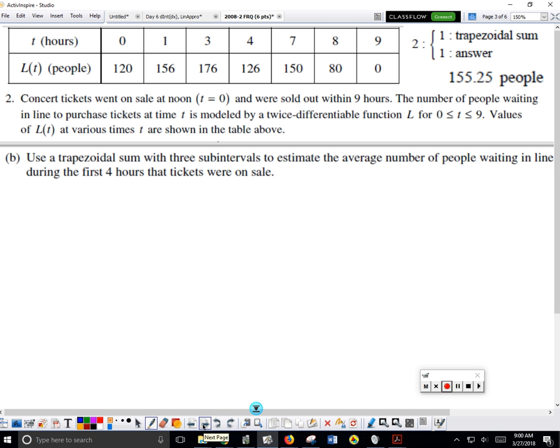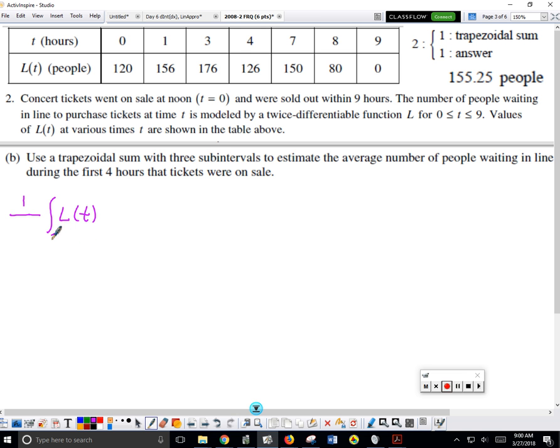says use a trapezoidal sum, so that's an integral. I always write an integral whenever I'm doing an integral. So, trapezoidal sum with 3 subintervals to estimate the average. My flashcard memory says to find the average, I've got to have 1 over something. Average number of people waiting in line. L is the people in line. So I integrate L to find the average.